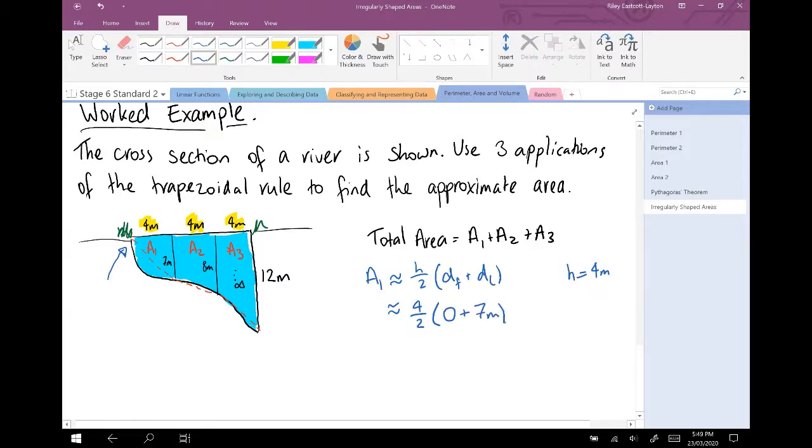Even though I started off by saying we've made a triangle but we're using the trapezium formula, what I hope you can see here is that we've actually got a half of our height times our base, kind of. So even though we've used the trapezoidal rule, it has just broken down into a triangle. If that's nonsense, forget about it, it doesn't matter. Just keep in mind you've got to sub in all these different values. So 4 over 2 is 2, 0 plus 7 is 7, so we get an answer of 14 meters squared.